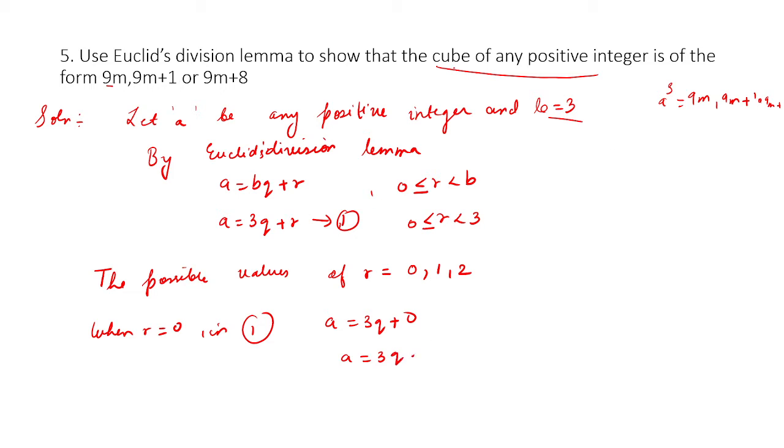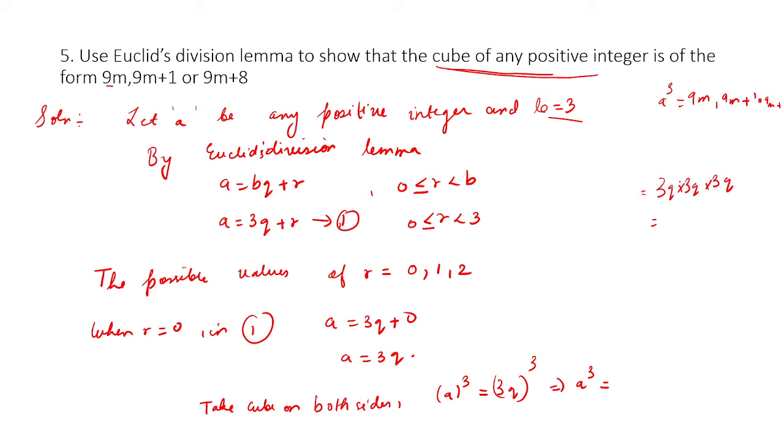Now because we're asked to find the cube, we have to take cube on both sides. On both sides, what do you get? You'll get a cube equal to 3q, the whole thing cubed. So a cube equals 3q into 3q into 3q. For those of you who are still not very sure of this, 3 into 3 is 9, 9 into 3 is 27. So 27 q into q into q gives you q cube. So you can write this as 27 q cube, right?